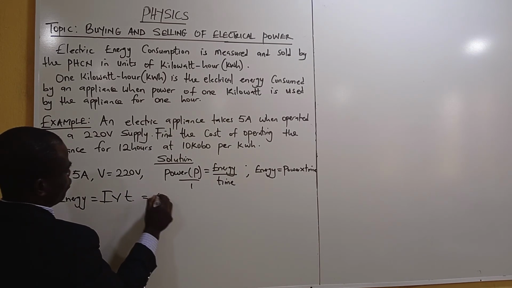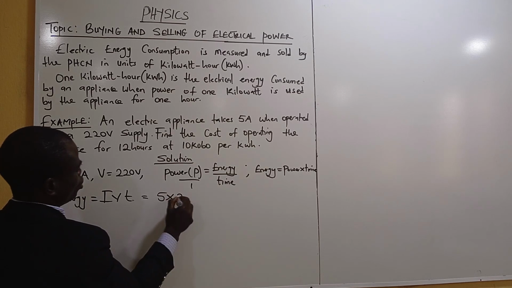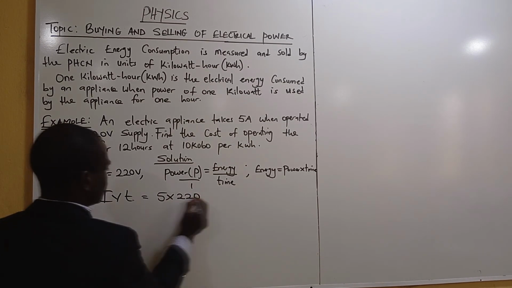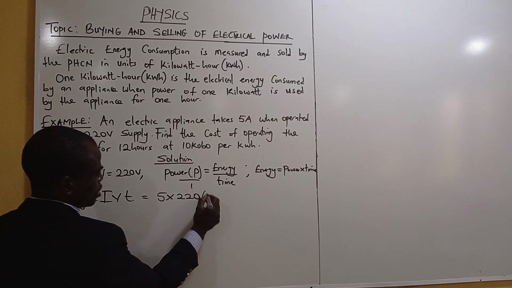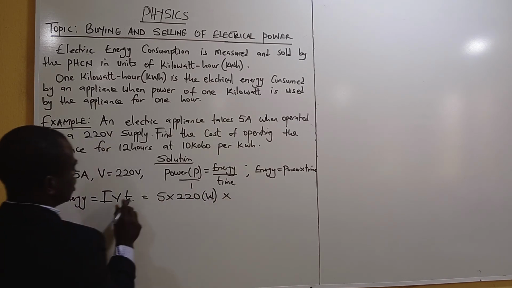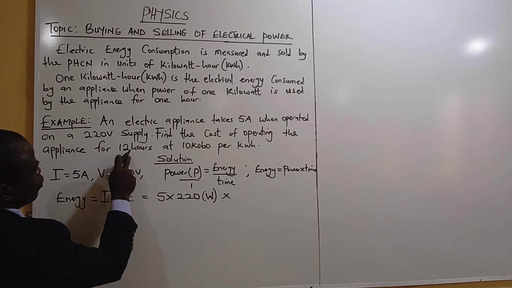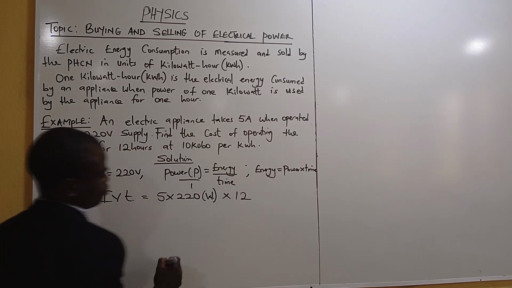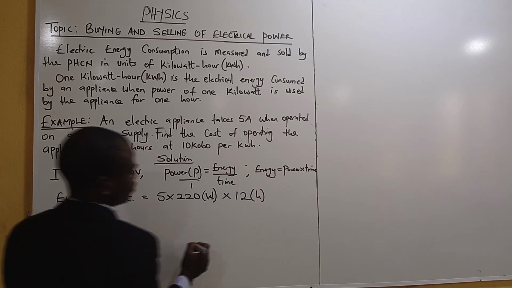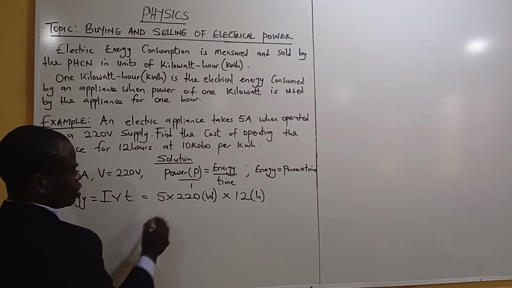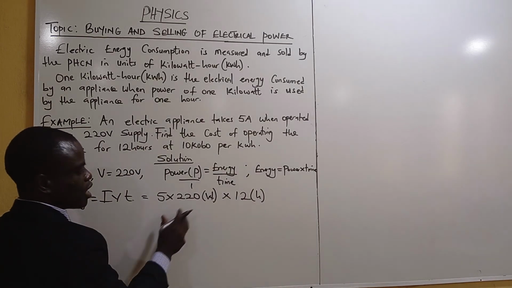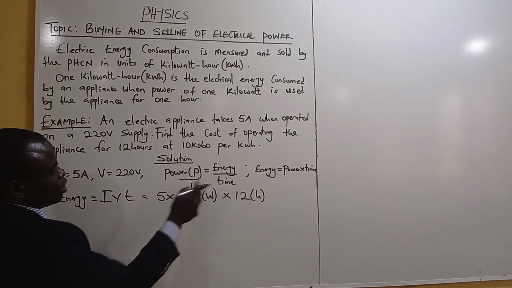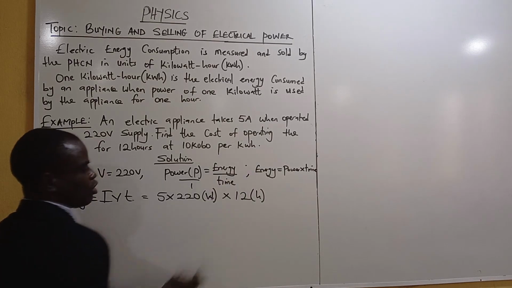Now what's the current? You have 5 times 220. Everything like this now is in watts, multiplied by the time in hours, which is 12 hours, times 12. Since you have it like this, you have to convert it to kilowatt hour. That's why you now divide by 1000 later, because it's being calculated in kilowatt hour.